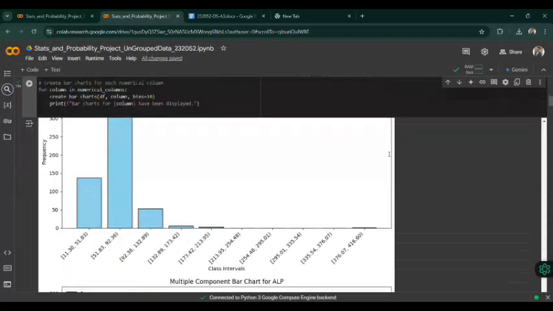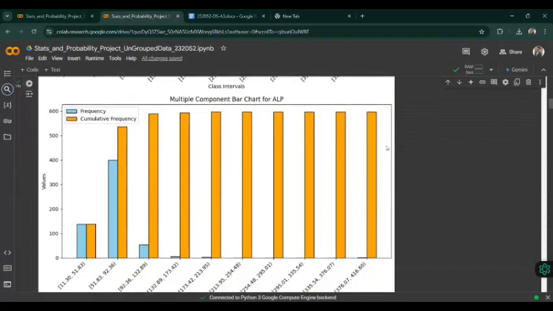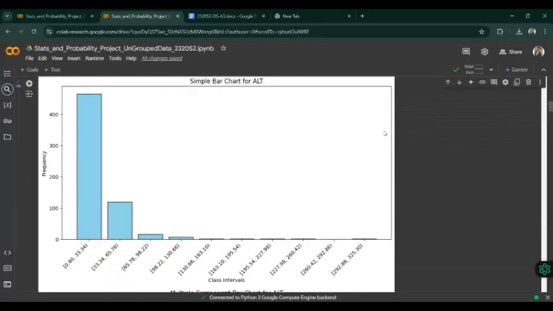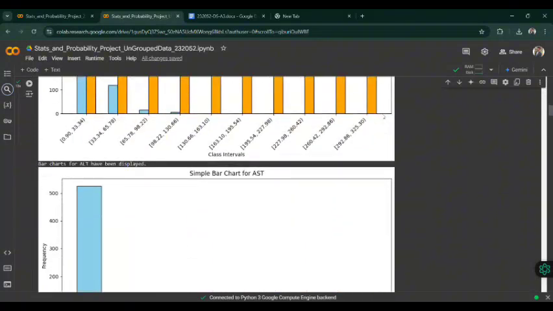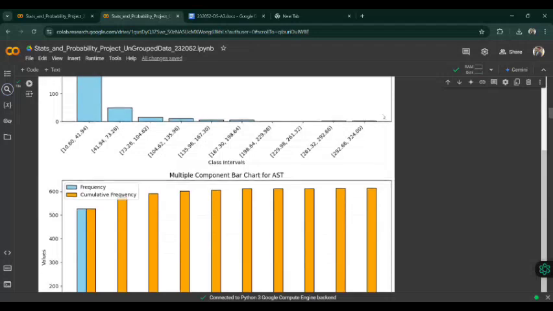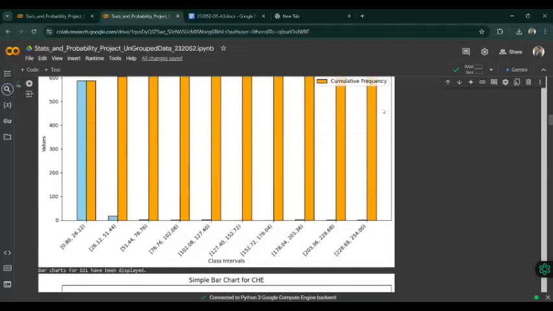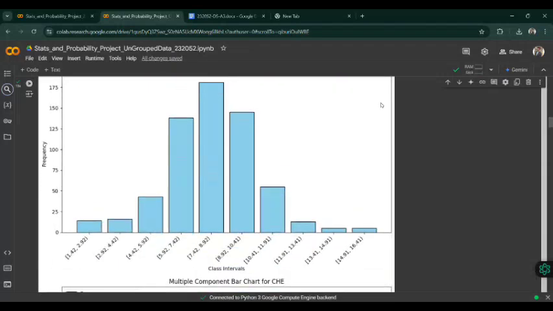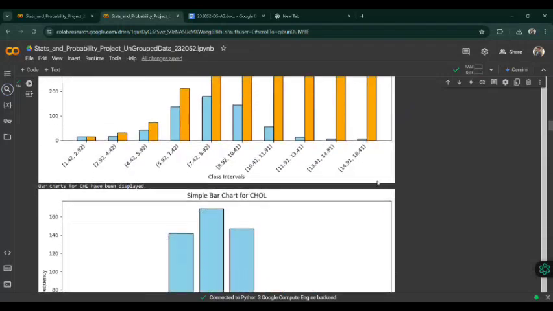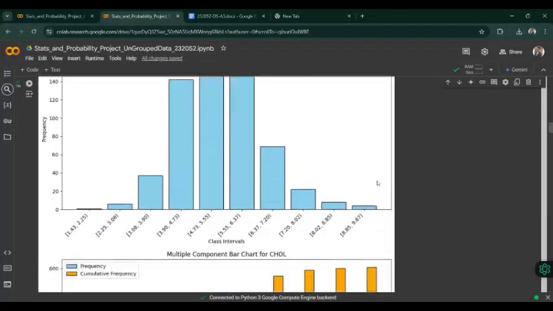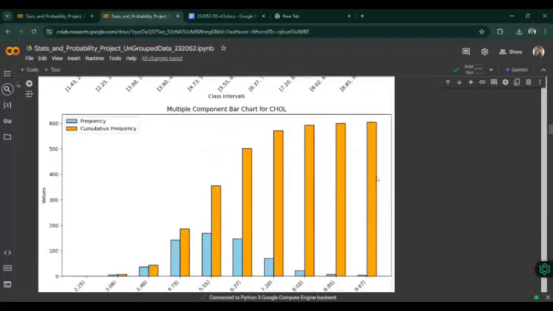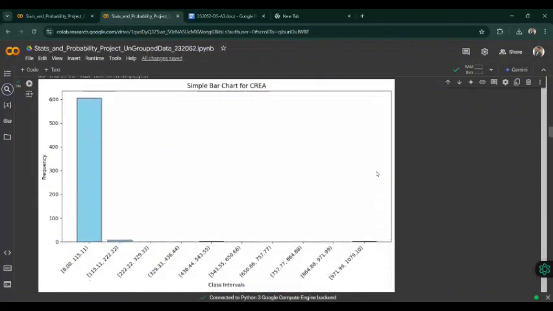For numerical data, I created histograms and smooth frequency polygons to observe distribution patterns, while bar charts were used for categorical data to represent frequency trends. These visuals were enhanced with refined aesthetics such as smooth curves, shaded regions, and detailed labeling to make the insights both visually appealing and easy to interpret.